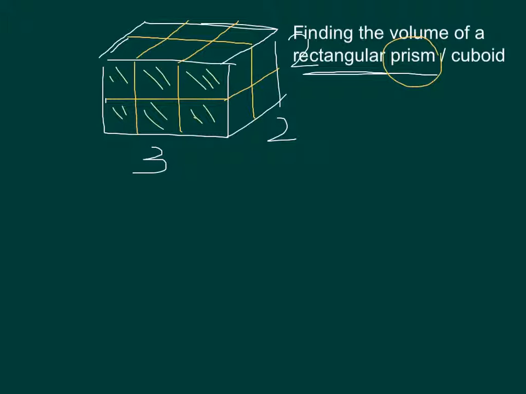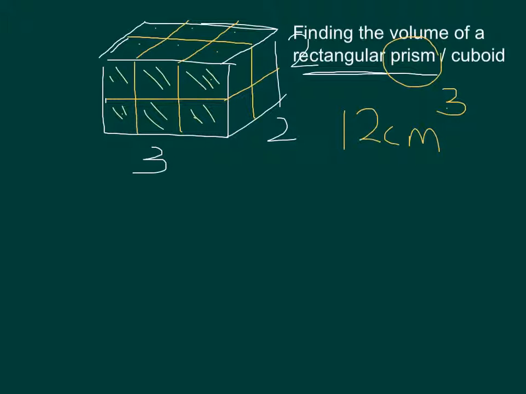So by counting we can go 1, 2, 3, 4, 5, 6, and that's 6 on the top layer, and then there's 2 layers, or 6 on the front layer, 1, 2, 3, 4, 5, 6, and 2 layers of that. So 6 times 2, my answer will be 6 times 2 is 12 centimetre cubes, assuming that each unit is in centimetres. There is a quick way of doing this.